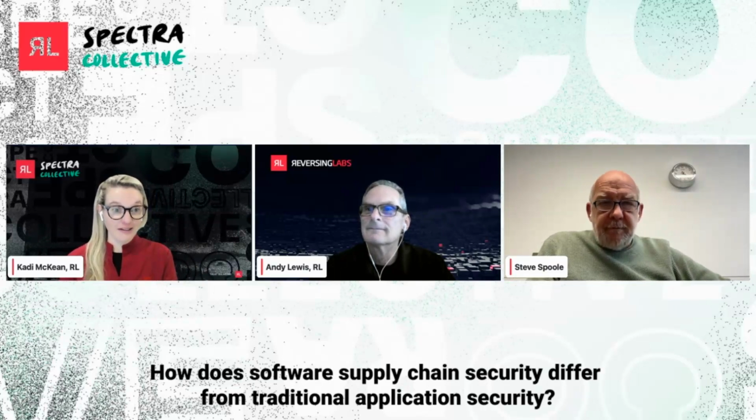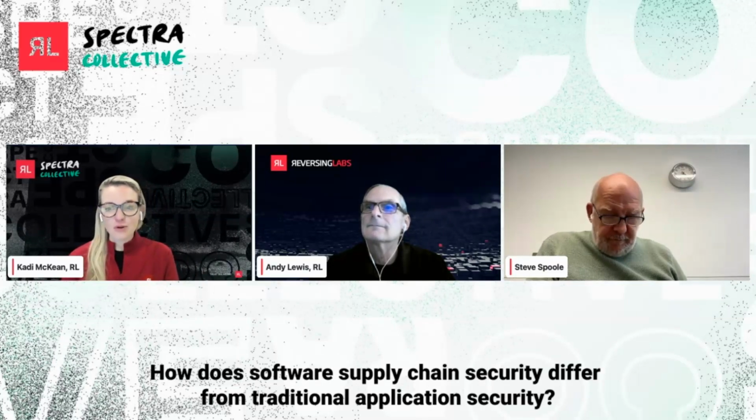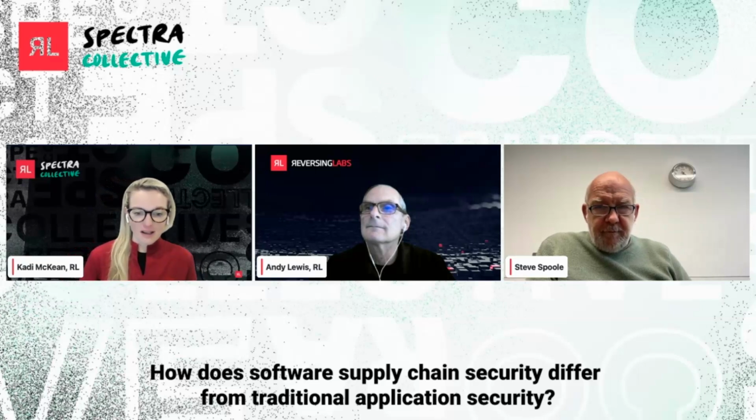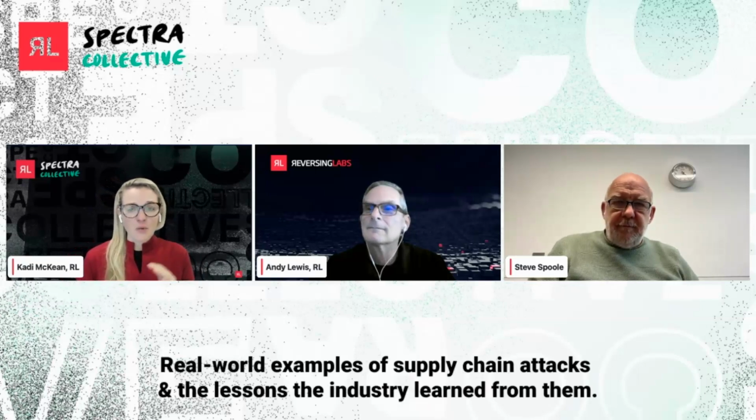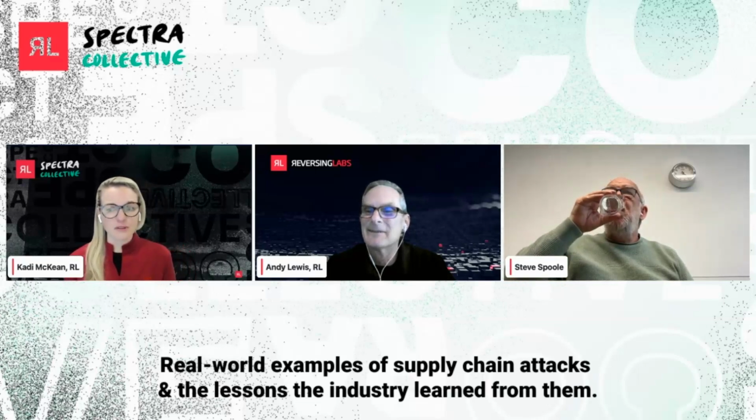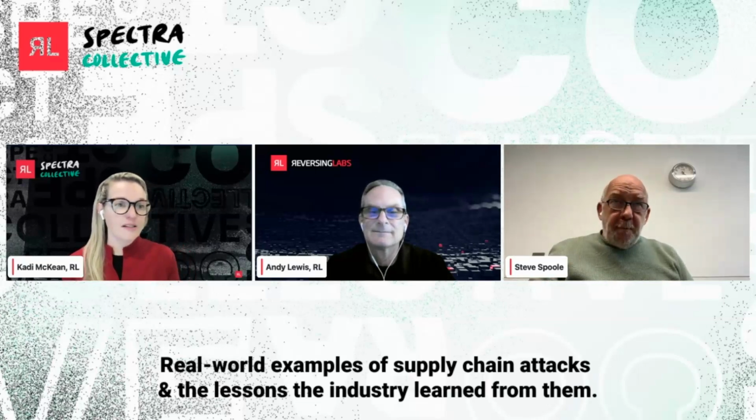So, we've talked about XZ Utils, we talked about sock puppets. What are some other examples of real world supply chain attacks, and what lessons have we learned from them?